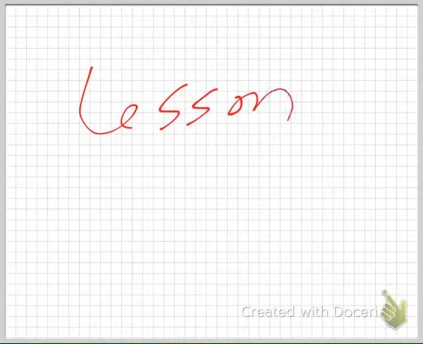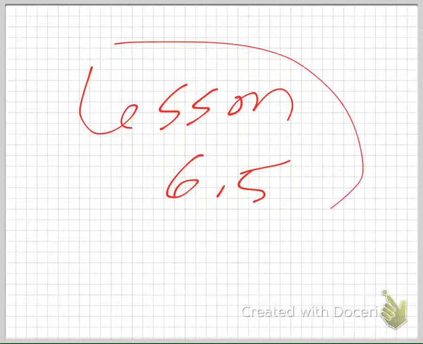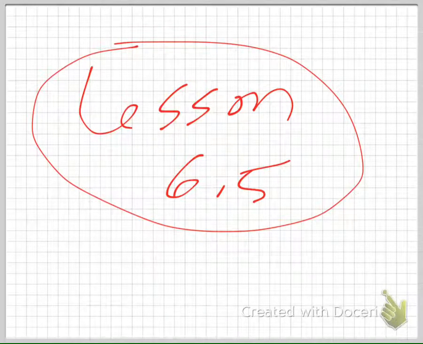All right, this is algebra lesson 6.5, applying systems of linear equations. Basically what this means is that I'm going to give you a system and you figure it out, you solve it.